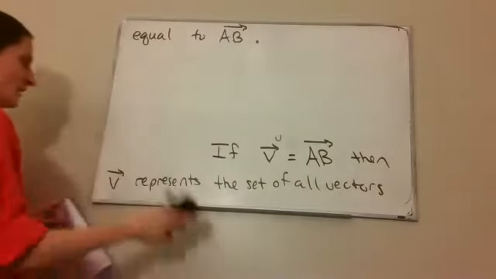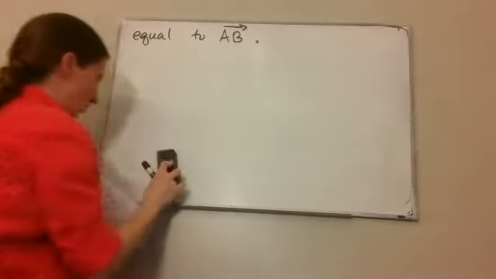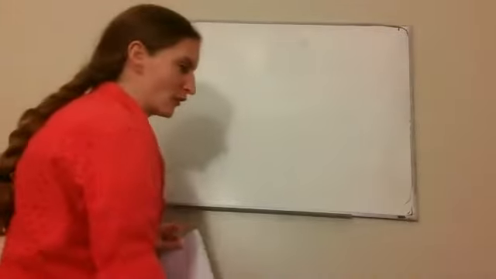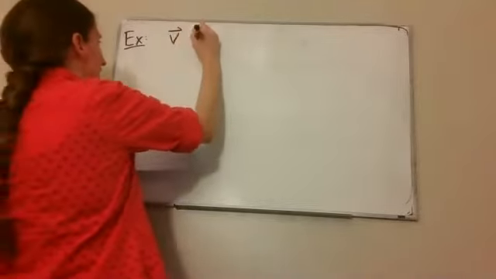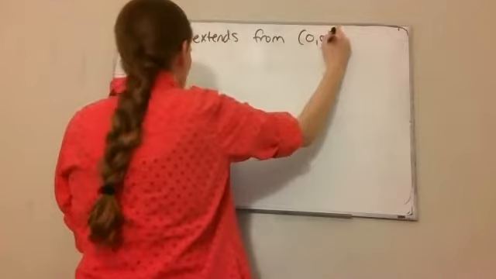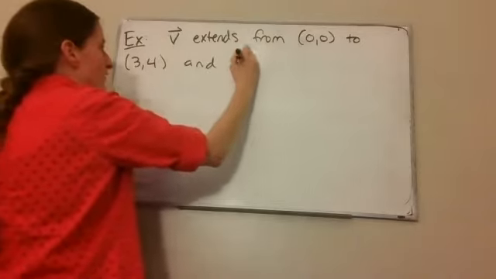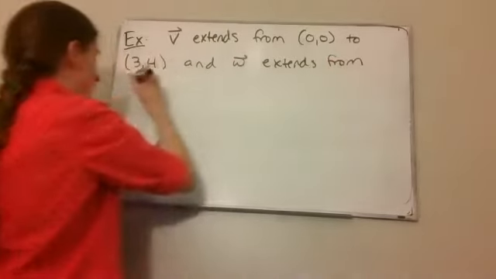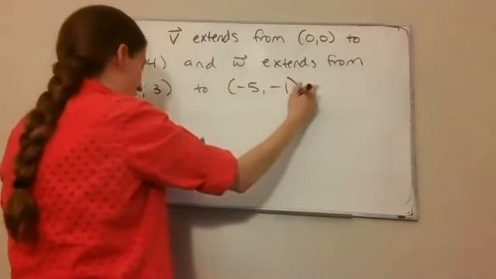So let's go ahead and do an example working with vectors. We're going to have an initial point and a terminal point for two different vectors. We're going to determine their magnitude and find out if they're equal to each other. So we'll say that V extends from (0, 0) to (3, 4). And the vector W extends from (-2, 3) to (-5, -1).